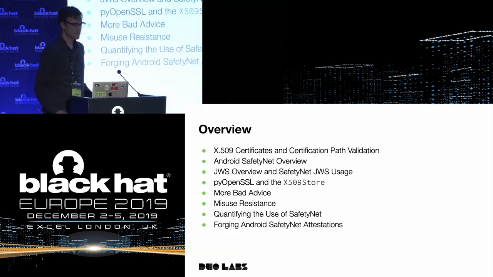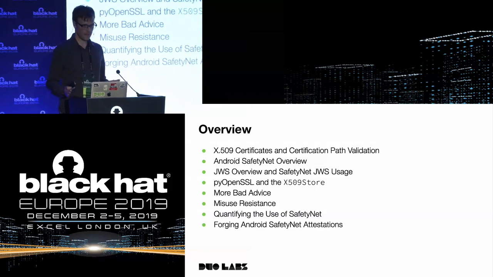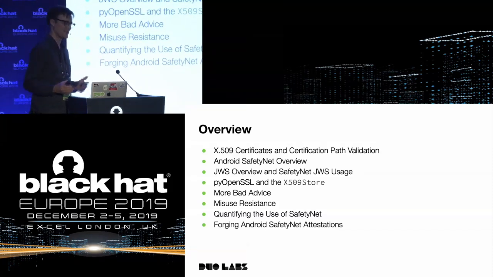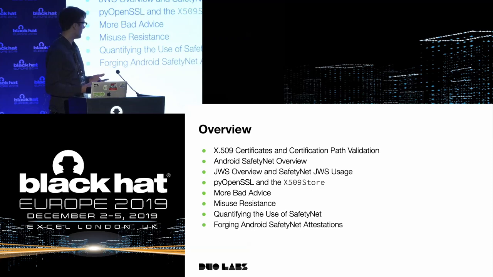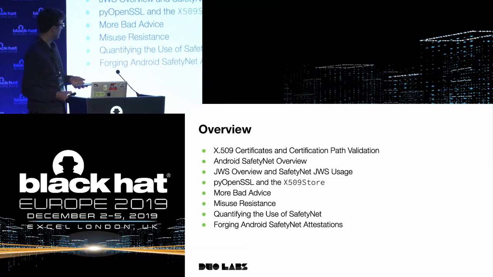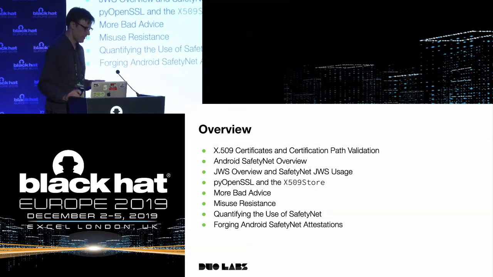So first things first, I'm just going to quickly cover the agenda here. I'll start by talking about X509 certificates and certification path validation. Then I'll cover just a quick overview of Android Safety Net, which is one of those APIs I was talking about earlier that expects developers to validate certificate chains as part of its intended usage. Then I'll talk about JSON Web Signatures. We'll have Nick come up and talk about the PyOpenSSL cryptographic library and the X509Store class. Then we'll talk about bad advice on the internet, misuse resistance, quantifying the use of Safety Net, and then we'll have a demo that shows how to forge Safety Net attestations.